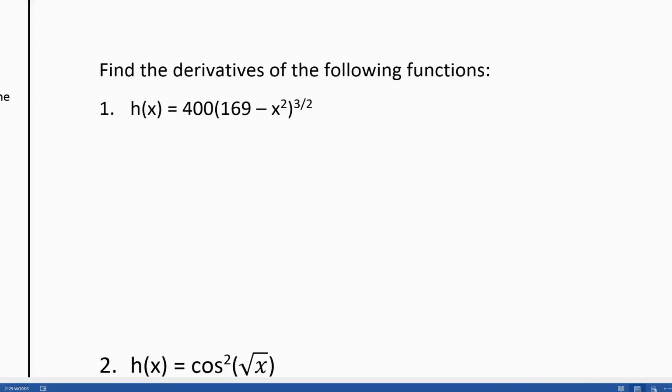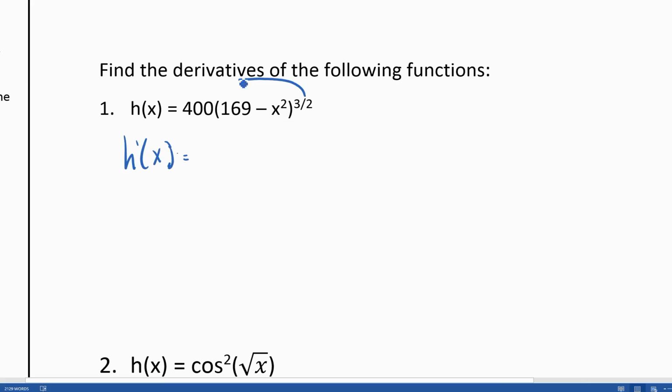We're going to do some more examples where we're using the chain rule. Okay, so we've seen one example like this before. We've got 400 times 169 minus x squared raised to the 3/2. And this is something plugged into a polynomial. And we can think of starting with the power rule. Remember, work your way outside in.